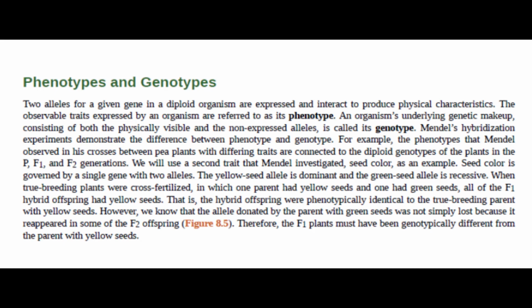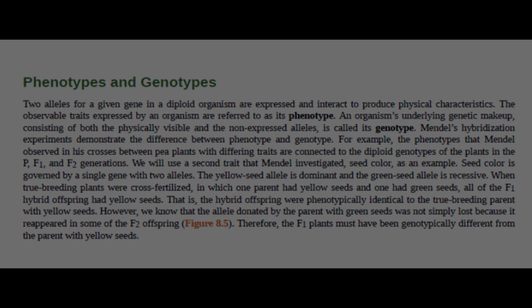That is, the hybrid offspring were phenotypically identical to the true breeding parent with yellow seeds. However, we know that the allele donated by the parent with green seeds was not simply lost because it reappeared in some of the F2 offspring. Therefore, the F1 plants must have been genotypically different from the parent with yellow seeds.